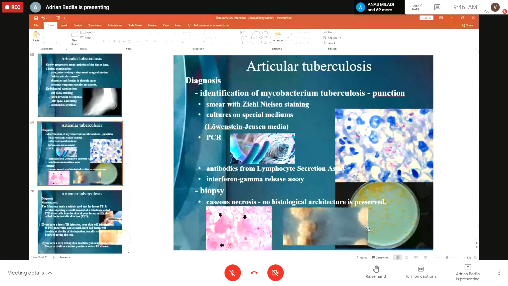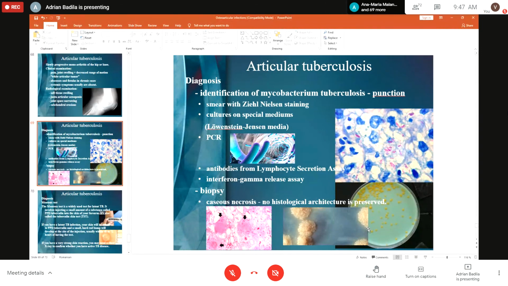From the same extracted liquid, we will perform cultures on special mediums, and the most used medium for Mycobacterium tuberculosis is the Lowenstein-Jensen media. And on the right below, you can see an image with cultures, with colonies from Mycobacterium tuberculosis, and in the middle you can see an image with such colonies.